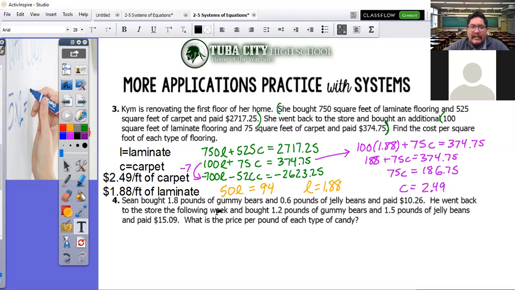Okay, so let's see what we got here. Sean bought 1.8 pounds of gummy bears and 0.6 pounds of jelly beans and paid $10.26. He went back to the store the following week and bought 1.2 pounds of gummy bears and 1.5 pounds of jelly beans and paid $15.09. What is the price per pound of each type of candy? All right, so it looks like we're looking at 2 types of candies. So let's go ahead and identify some variables. I'm going to keep it easy and go with G for gummy bears and J for jelly beans.